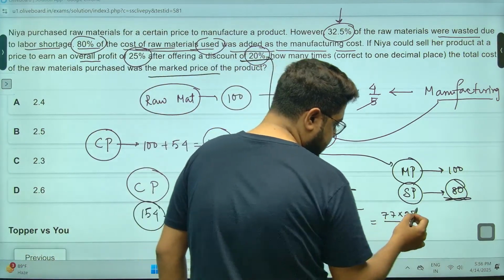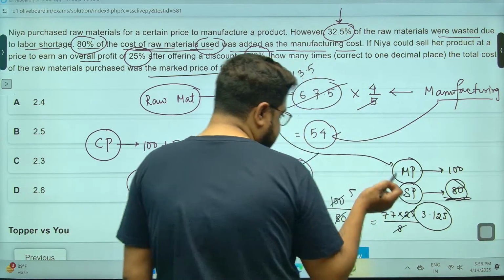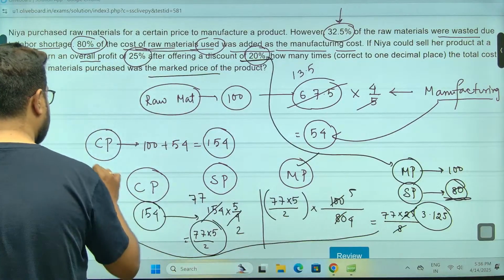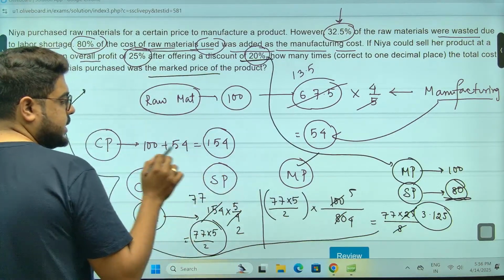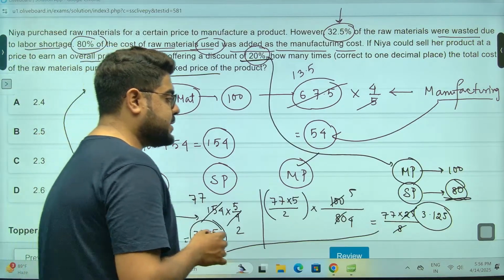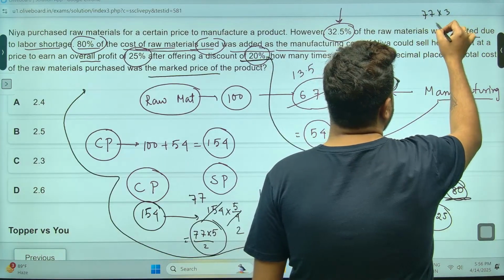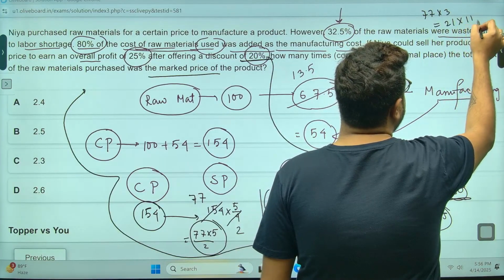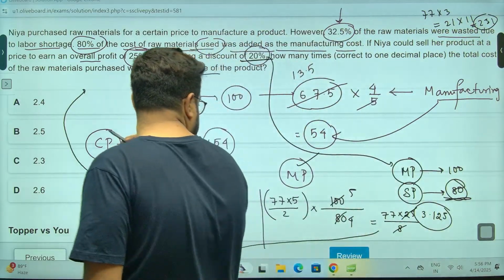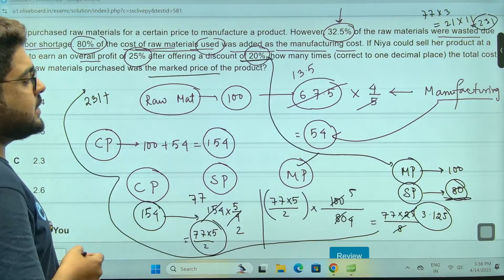Still, let's do this then. This is 3 8s. 1 by 8 means 0.125. 77 into 3.125. So this is 77 times 3. 77 times 3 means 7 means 21 times 11. 231, sir, right? 231 plus 77.